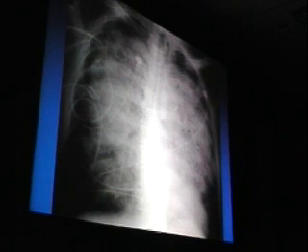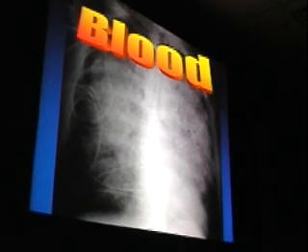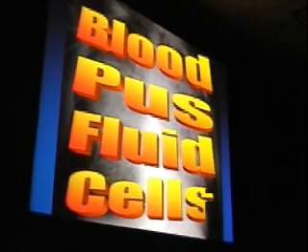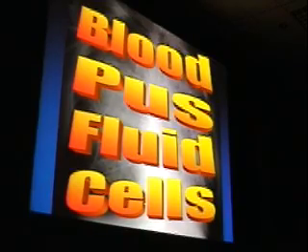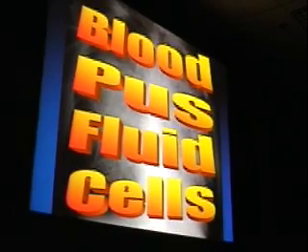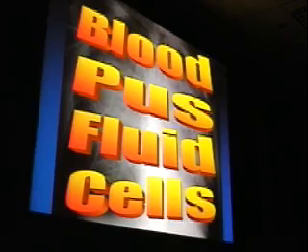So what I use is a fairly straightforward, down and dirty differential: blood, pus, fluid, cells. That pretty much covers everything that's going to fill air spaces. Now, I wouldn't advise you to dictate this particular differential diagnosis. I don't think that sounds particularly elegant. And so what we're going to do is try to flesh that out in the next few minutes as we go along.